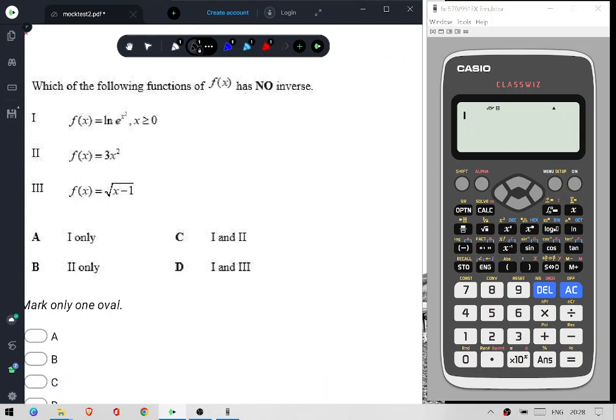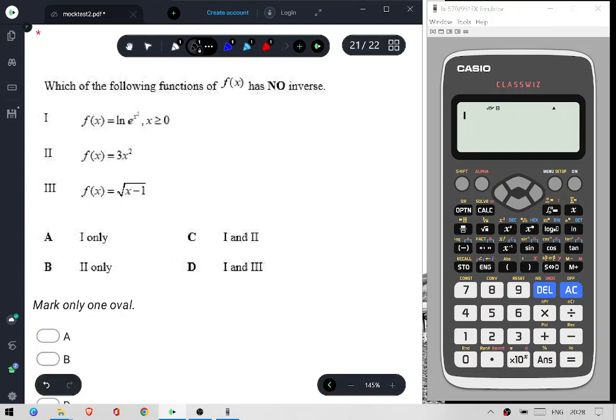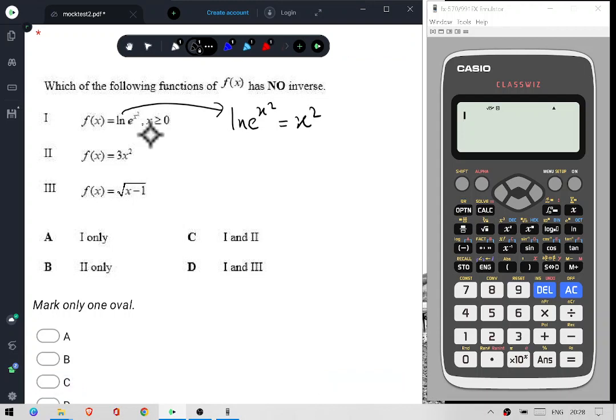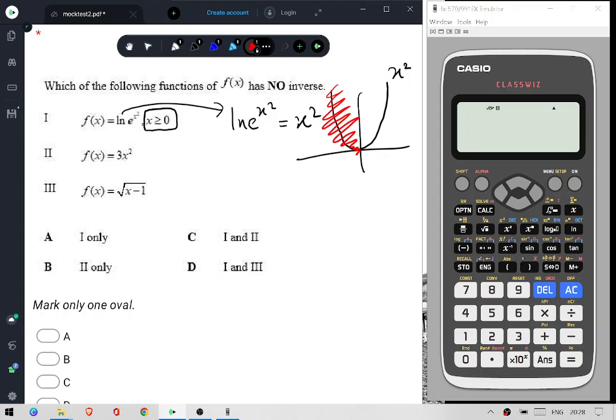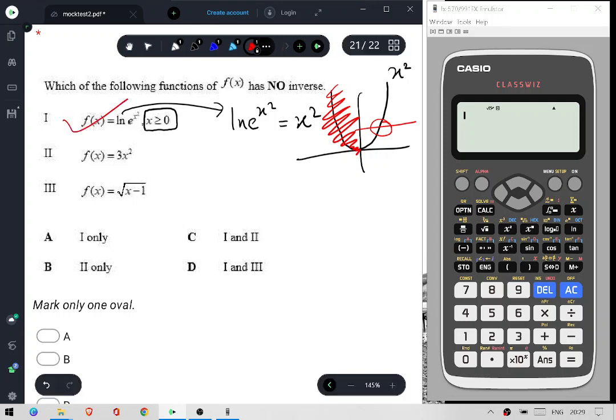Okay, which of the following functions f(x) has no inverse? Let's have a look. This is also the same, it's just a trick. ln e to the x squared equals x squared. So actually f(x) is x squared, but we have x squared restricted to x greater than 0. Originally it's like this, x squared, and then it has x greater than 0, so less than 0 is closed. So this function has been cut in half. If we do the horizontal line test, we will pass. When it passes, it has an inverse. So this one has an inverse.